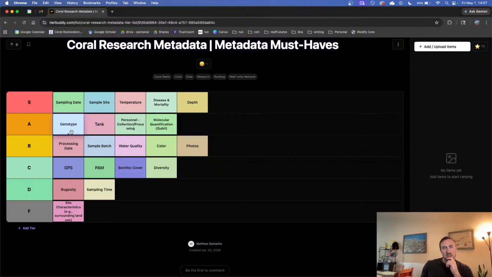Cultures, symbionts, you two have a better idea of the importance of symbiont genotype, like keeping that organized. I'm sure it's critical. But there might be certain cases where you don't need it. Which is why it's not in S tier.